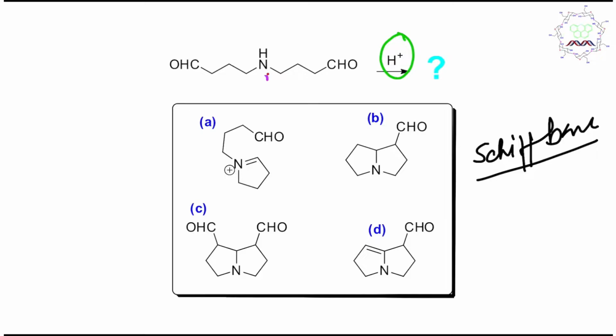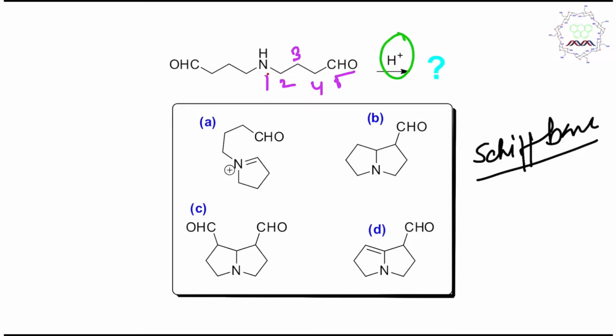If you count the relative position, this is 1, 2, 3, 4, 5, and both are the same, a symmetrical molecule. Both aldehydes are at the same carbon distance from the central nitrogen. So if they react, they produce an imine derivative, and that will be a 5-membered ring.